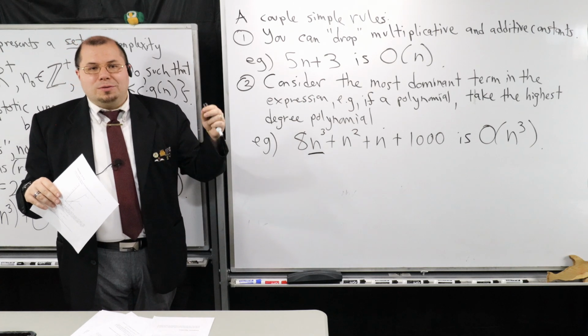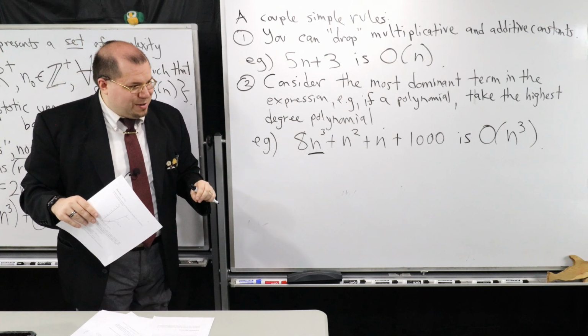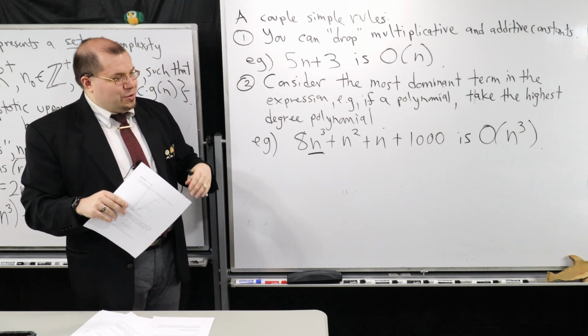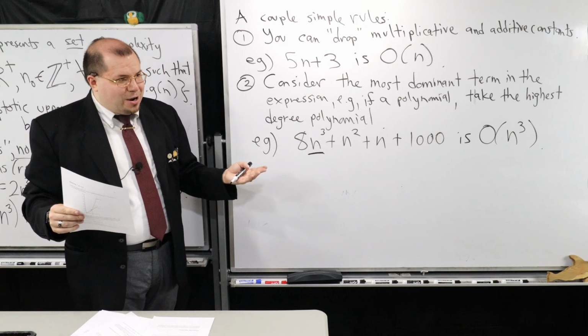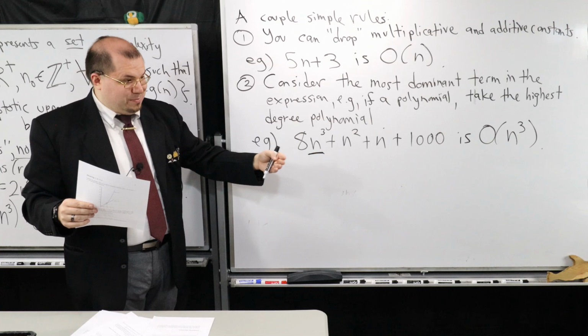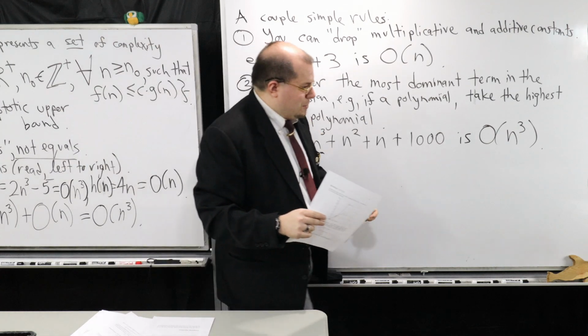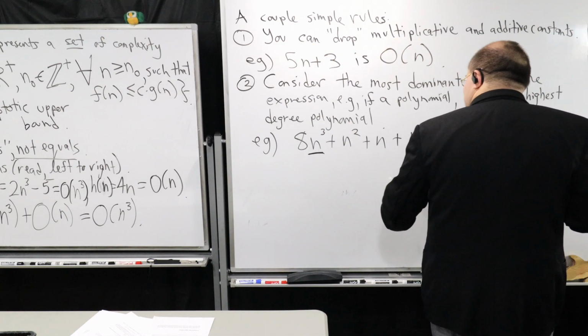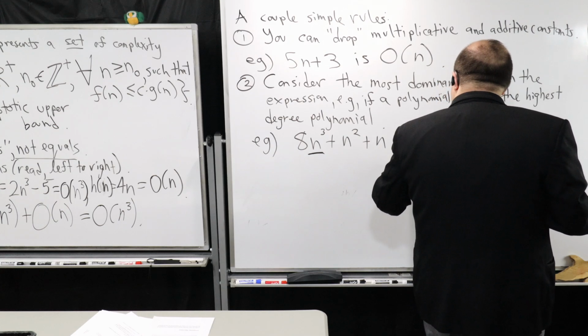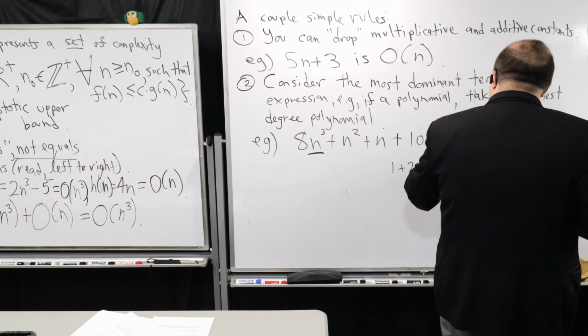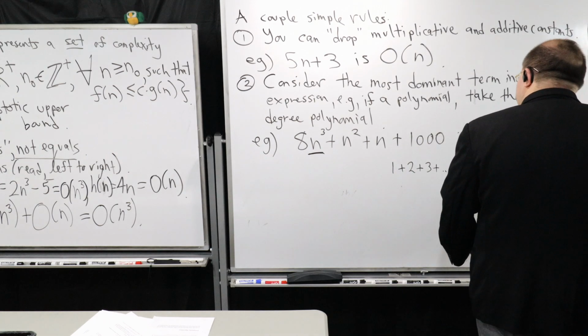There's actually an example akin to this on the assignment, where you'll be proving, using the definition of big O, a whole bunch of constant terms. For example, just to give you an idea what I mean, we have 1 plus 2 plus 3 plus 4 all the way up to n.